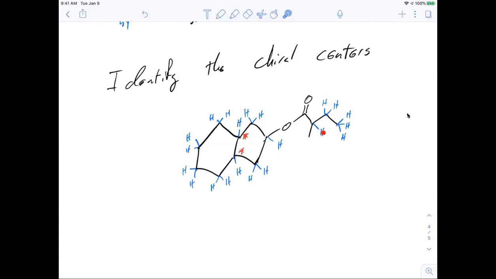Okay. The next one out is the hydrogen here, right? We've got a methyl, we got an ethyl, and we have the carbonyl. Does that make that a chiral center? Yes, 4 different things. That's a chiral center.